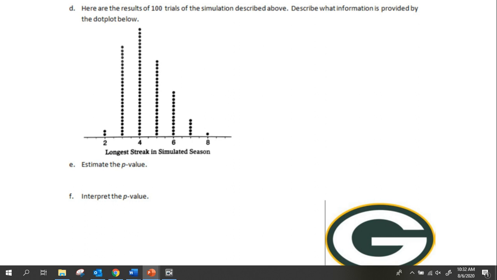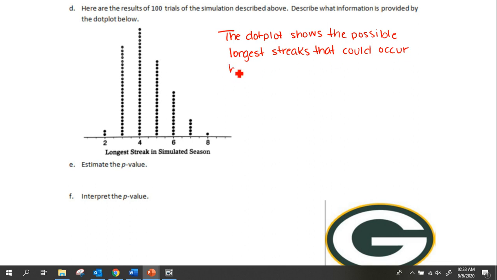So I did 100 simulations, and it says describe what information is provided in the dot plot below. So we would say the dot plot shows the possible longest streaks that could occur by random chance, assuming the Packers' outcomes are independent.